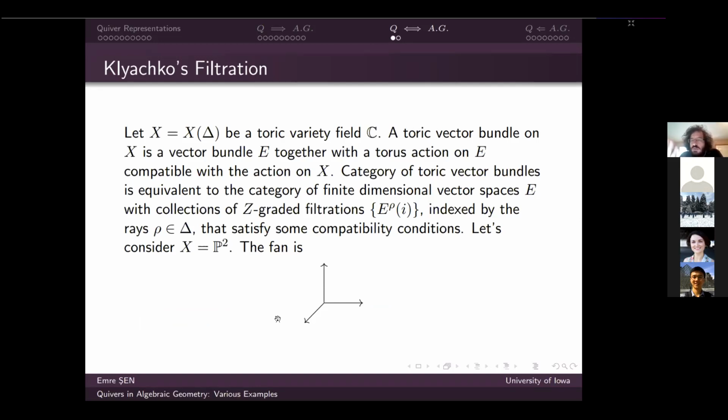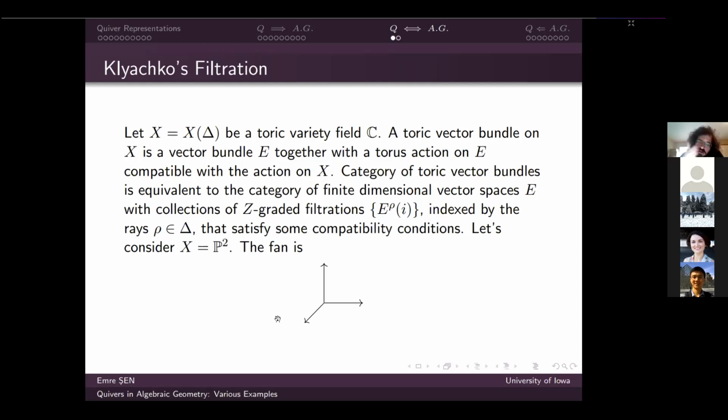Let's consider a toric variety. So this delta stands for the fan, right? And what is a toric vector bundle? A bundle, let's say E, on that variety, where the torus action on the bundle and the variety are compatible, right? And then it turns out, I guess an early result, 89 or 90 of Klyachko, that the category of these toric vector bundles is equivalent to the category of these finite dimensional vector spaces E, and they have these Z gradings.